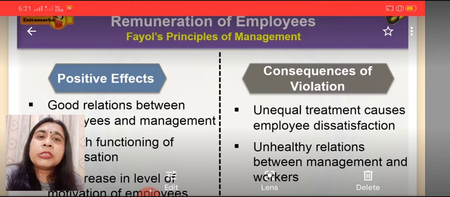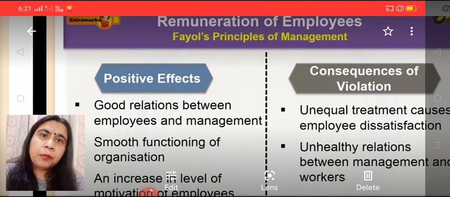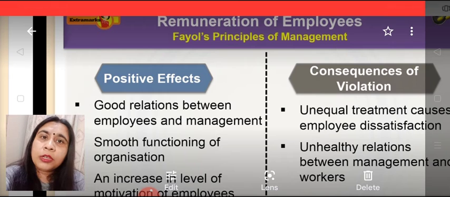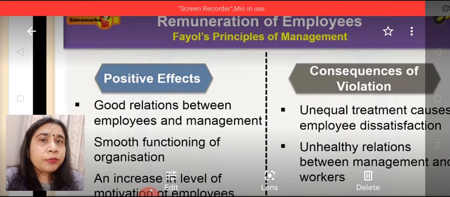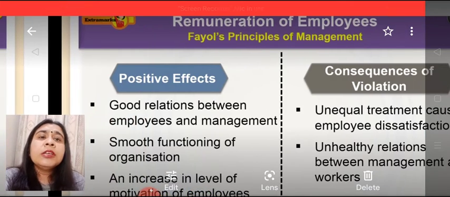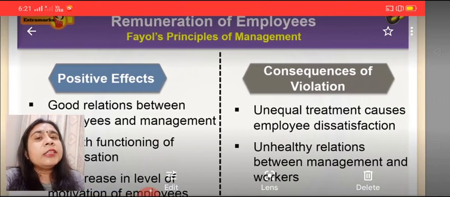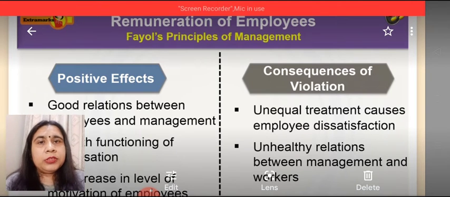Now, what are the positive effects of this principle? Good relations between employee and management are maintained because now the management, the employer, is considering the interest of the worker so that his reasonable standard of living is maintained. Secondly, smooth working of the organization takes place, and there is an increase in the level of motivation of the employees.